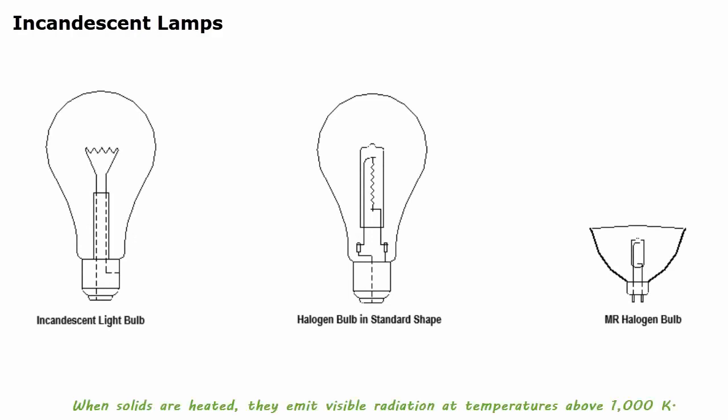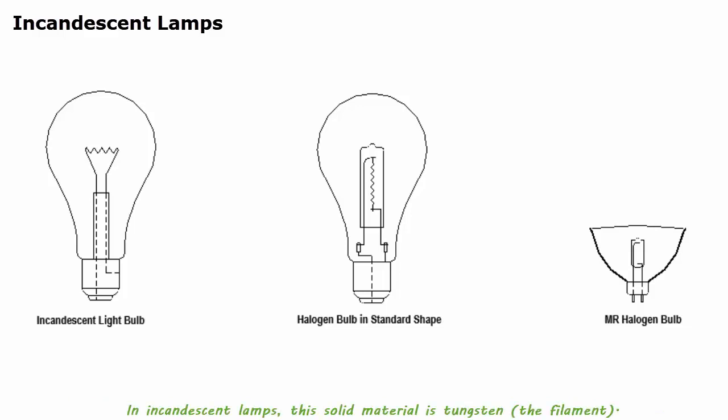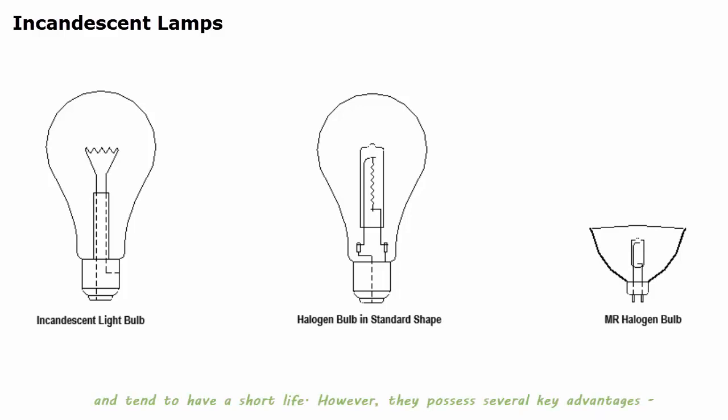When solids are heated, they emit visible radiation at temperatures above 1000 K. In incandescent lamps, this solid material is tungsten, the filament. Incandescent lamps are the least energy efficient type of electric lighting and tend to have a short life. However, they possess several key advantages. They're inexpensive, dimmable, available in many sizes and shapes, and attractive for their warm light and excellent color rendition.